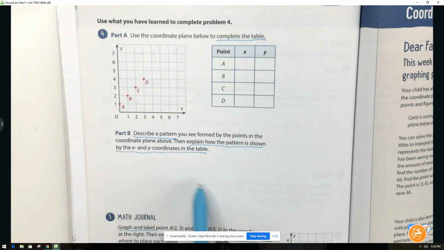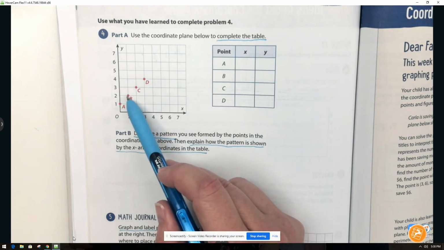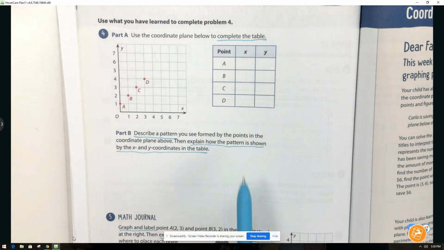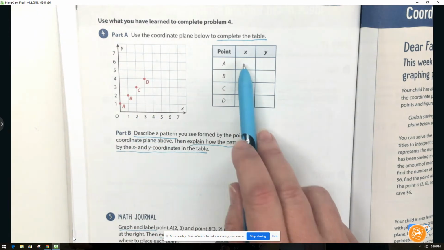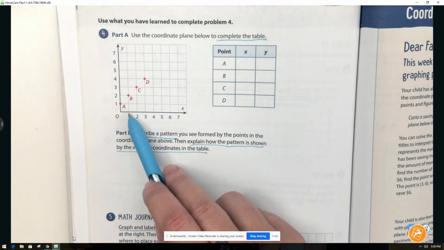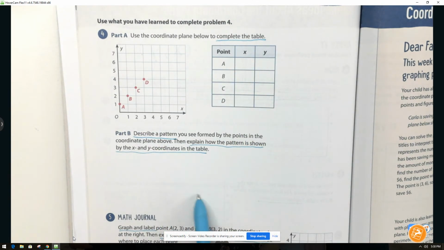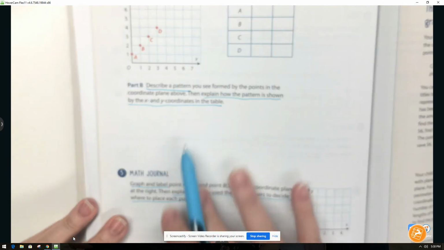Then for part B of this problem, you're going to describe the pattern that you see formed by the points in the coordinate plane. Then explain how the pattern is shown by the X and the Y. What's the pattern? So you see a pattern here. And then do you see the same pattern here? Explain that in the area provided.